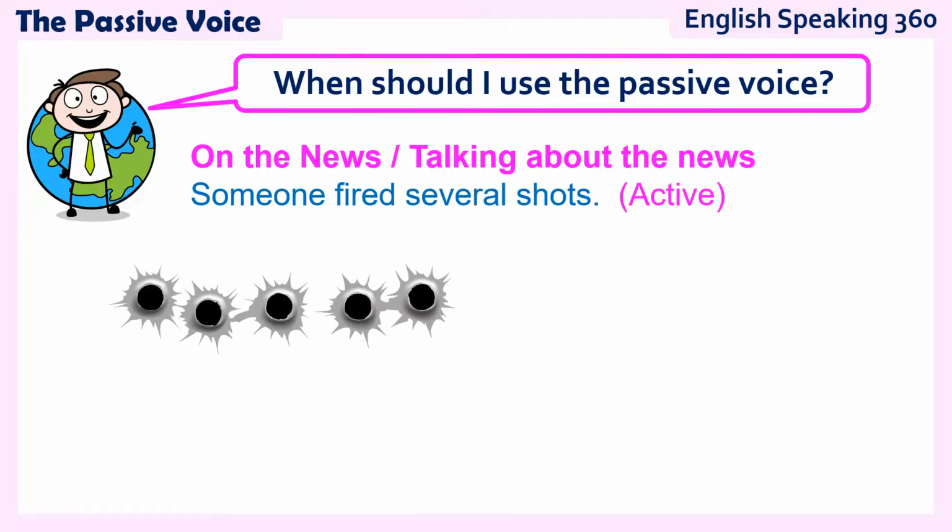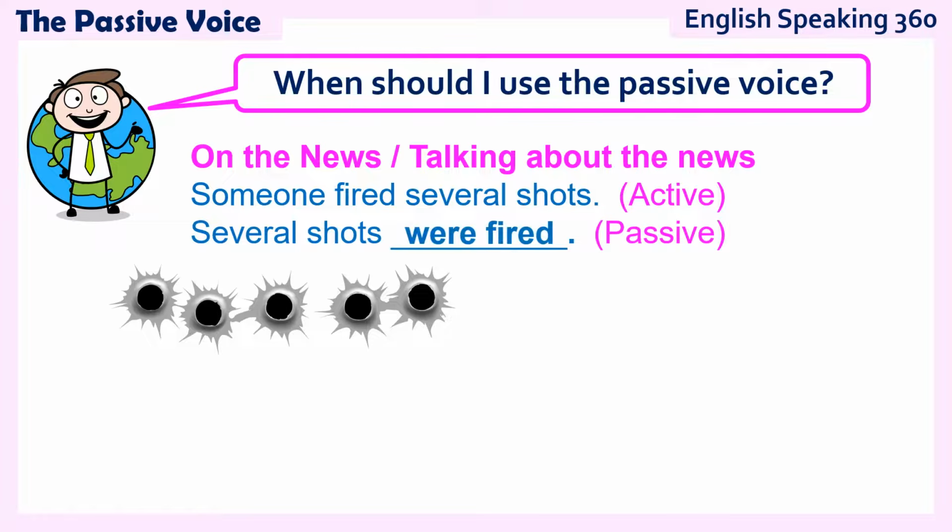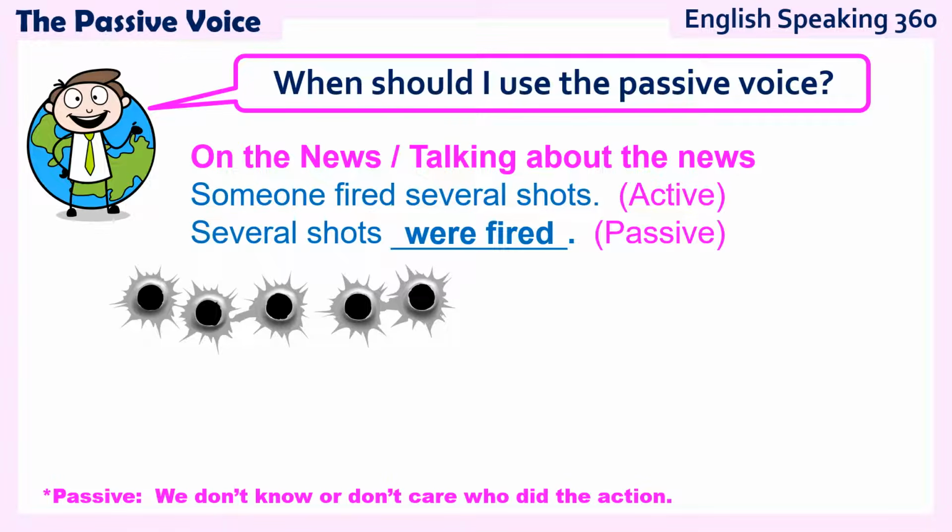For example, someone fired several shots. This is the active sentence. Can you make the passive sentence? Several shots were fired. Remember, we use the passive when we don't know or we don't care who did the action. In this case, we don't know who fired several shots, so it's not important. Several shots were fired.